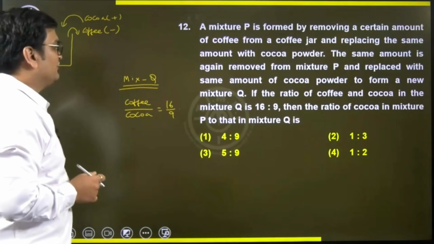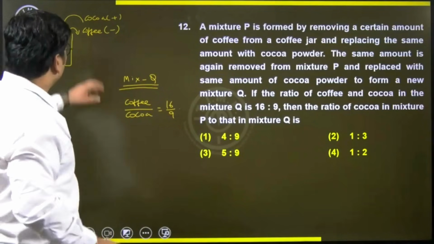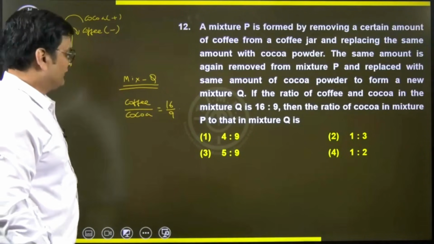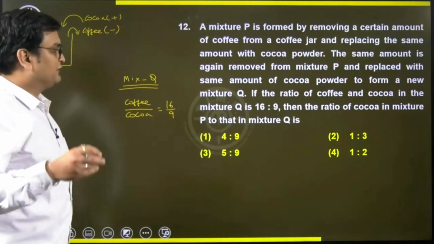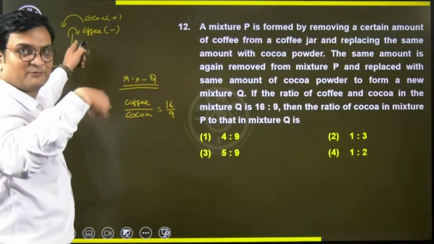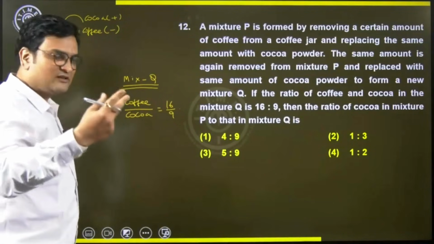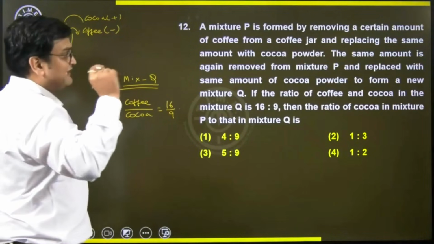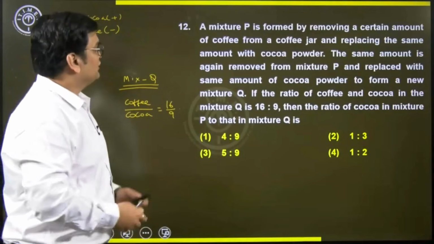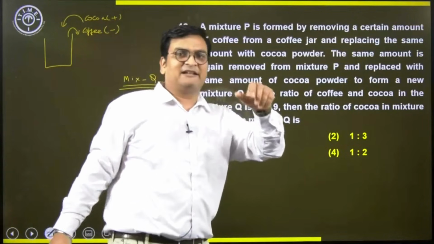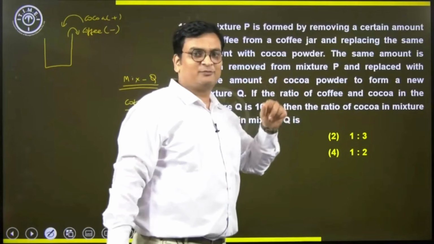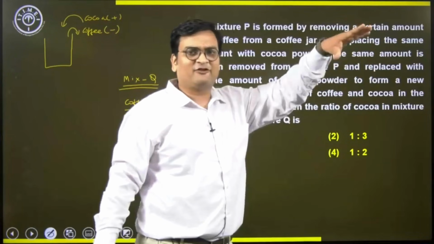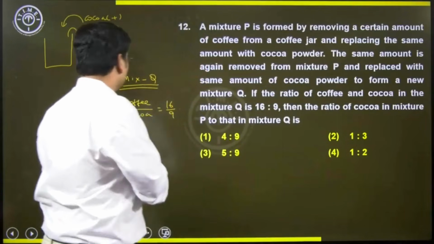Then the ratio of cocoa in the mixture P, after this is done once, to that in mixture Q is. So we have to find the ratio of the quantity of cocoa in this mixture after we do the process once, and mixture Q after we do the process twice. One thing that we can notice here, and please note, it's the same amount that is getting replaced every time. So for example, suppose I am removing 500 grams of coffee, mixing with 500 grams of cocoa powder. The first time I get mixture P. Second time also I am removing the same amount, 500 grams of coffee, replacing with 500 grams of cocoa powder.